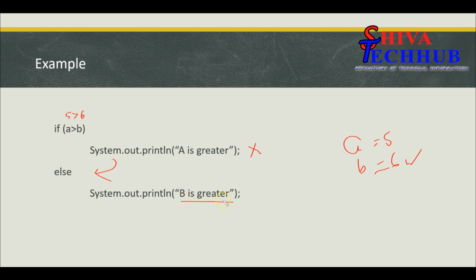Since there are only two conditions, you are checking for only two variables. If this is not greater, then automatically we can consider the other as greater, right? So we need not specify one more else if, like checking b greater than a, because if a is not greater than b, then automatically it will come to the else block. So that is how we need to understand the if else statement in Java.